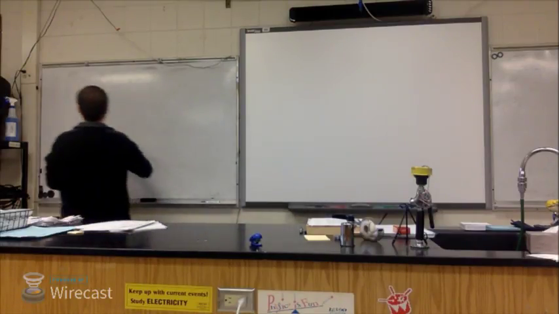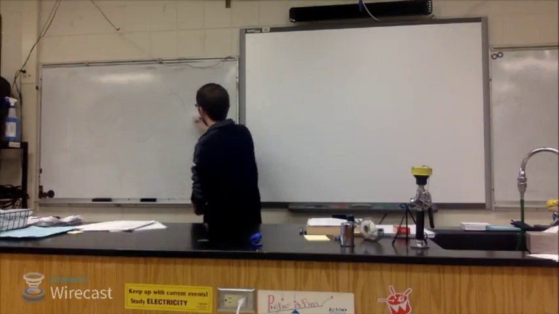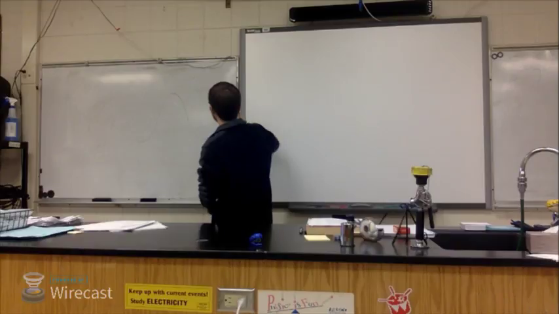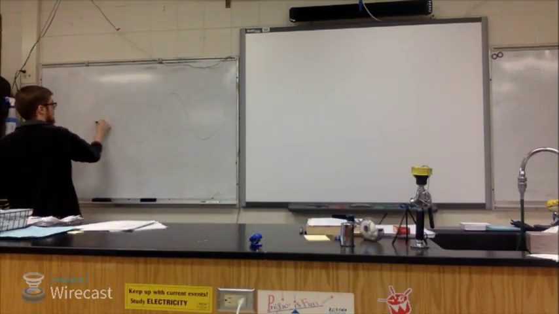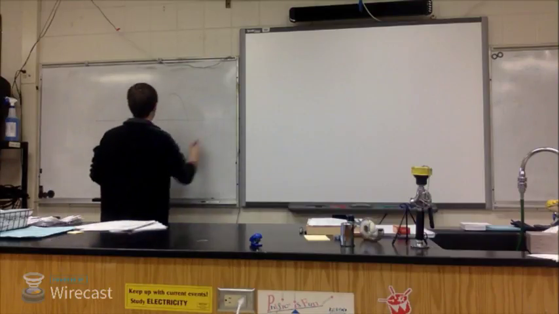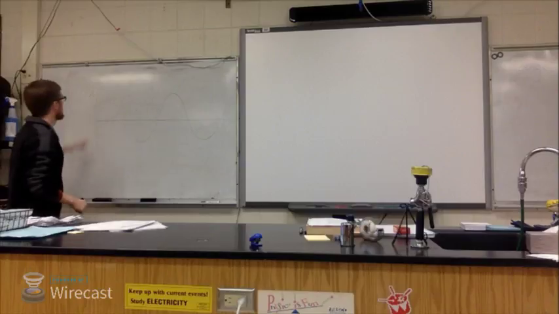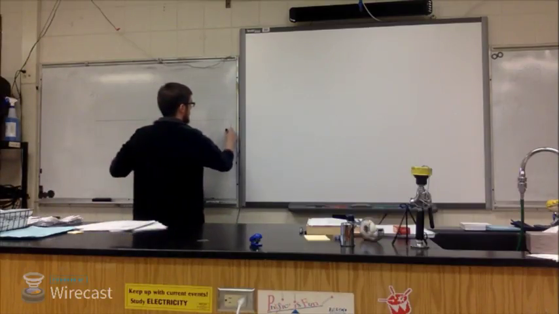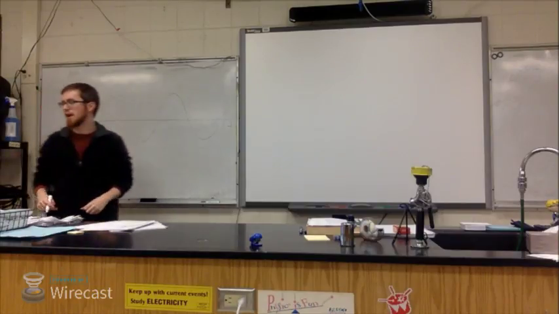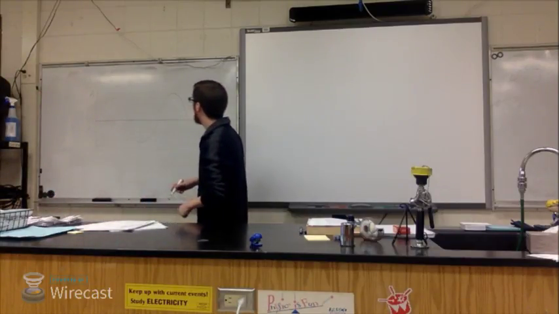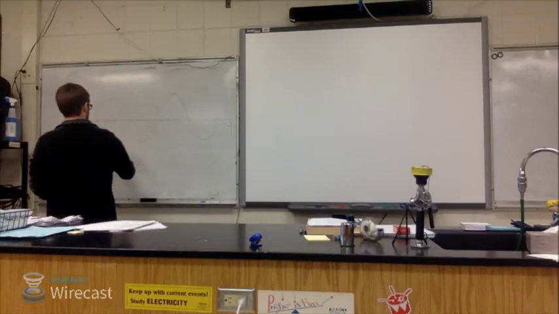So let's start with labeling some parts of a wave. I've got some wave here. I'm going to say this is our amplitude, and this is time. So this is an AT graph, an amplitude time graph. I want to label a couple things here.